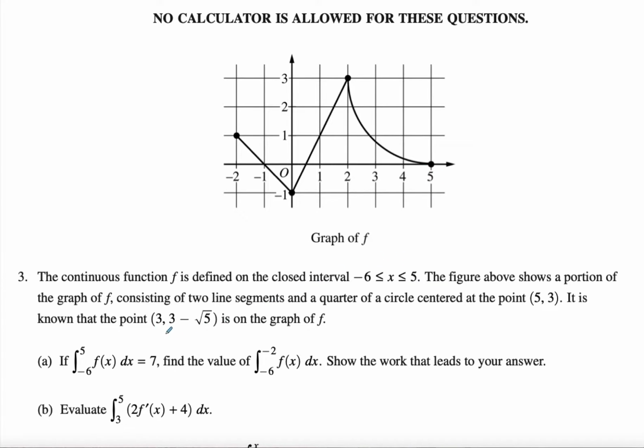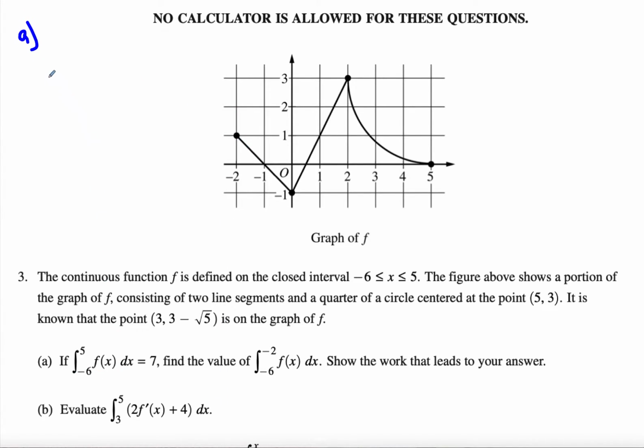And we also know that when x equals 3, the y value is 3 minus radical 5, right over here. Now, if the integral from -6 to 5 were to be 7, find the value of the integral from -6 to -2. So how would you be able to do this one? Okay, now then let's try to look at A first.